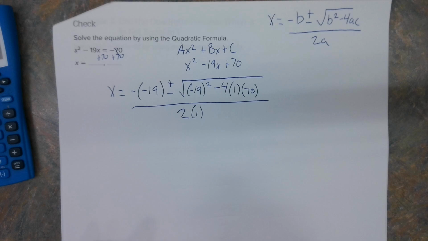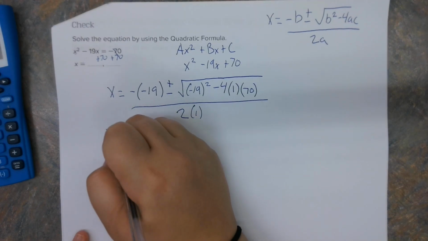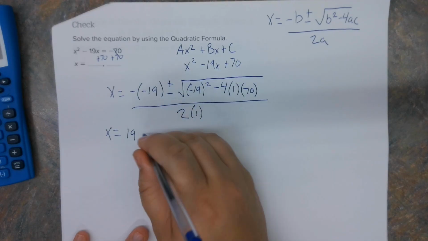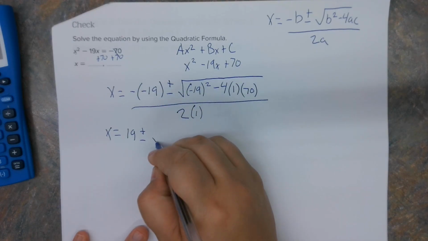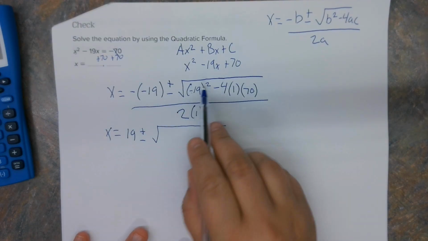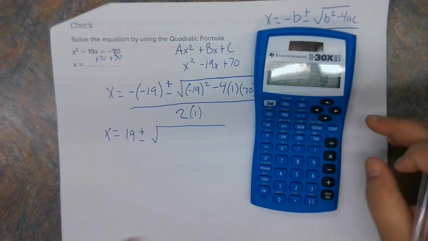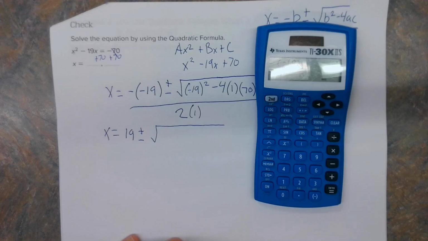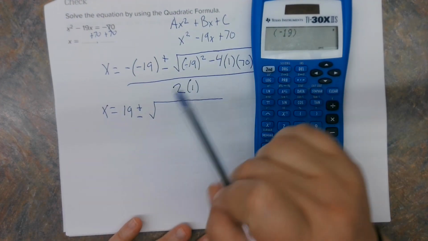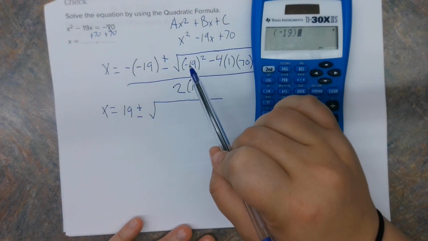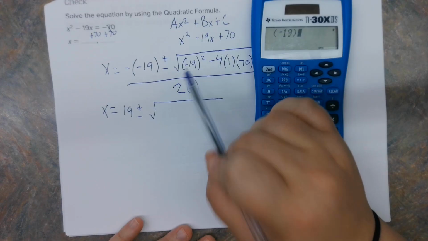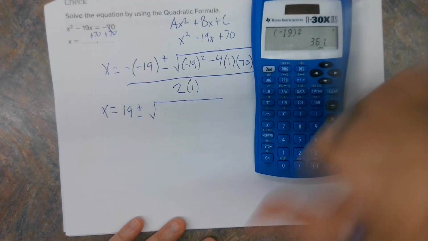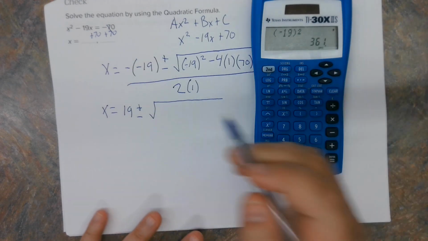Start with our multiplication, our things that we can do easily. So I've got x equals negative negative makes this positive 19 plus or minus the square root of negative 19 squared. So if you don't know how to do that and you're trying to put it in a calculator, you've got to put negatives in parentheses, otherwise it doesn't do it right. But if it's an even number of exponents, this is going to be positive. If it's an odd number of exponents, this is going to be negative. So this is negative 19 squared. So it's 361.